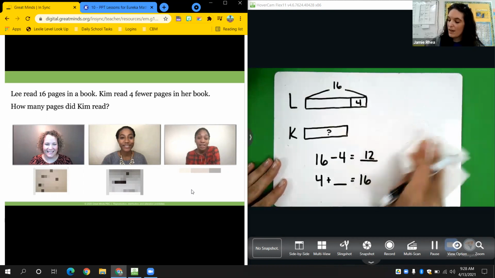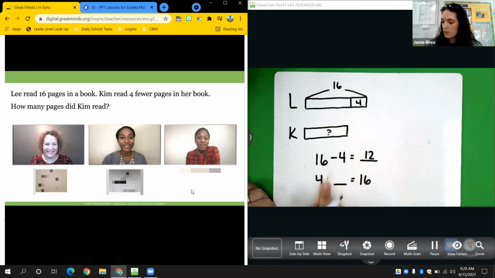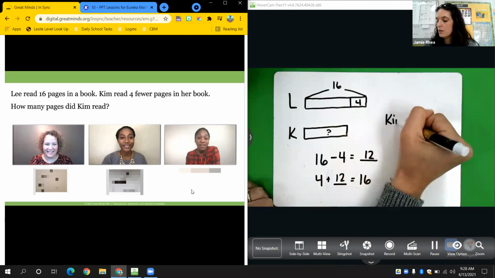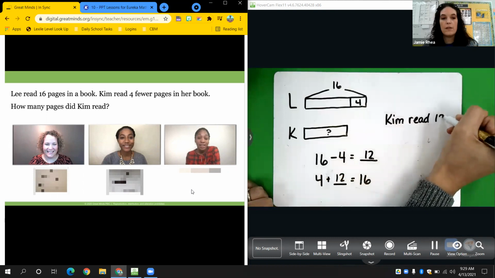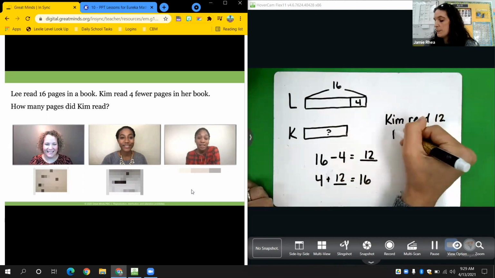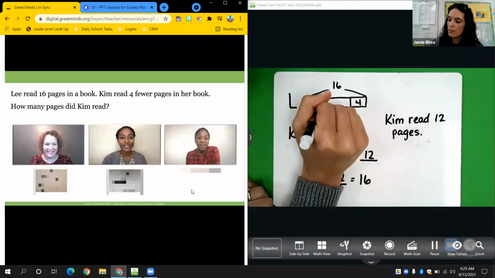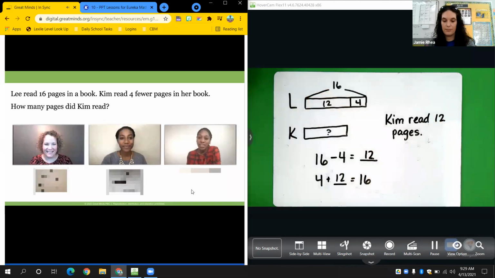So if I add up from 4 and 12, I'll get 16. So we know that Kim read 12 pages. All right, let's see if we're right. To continue working, we're going to keep on going.